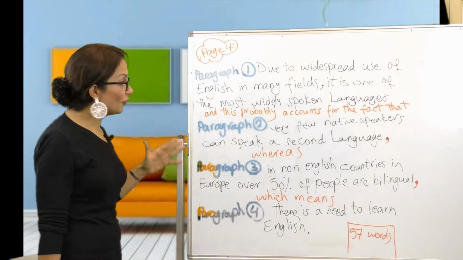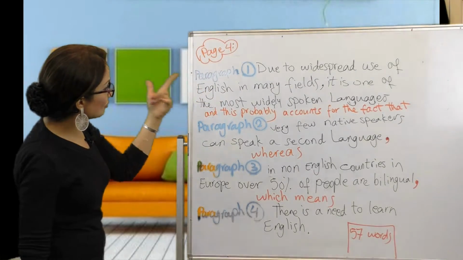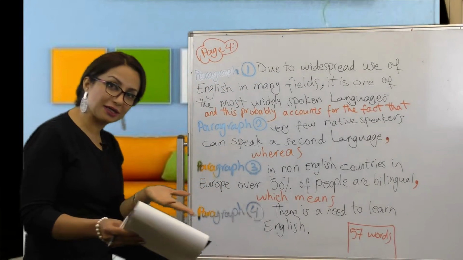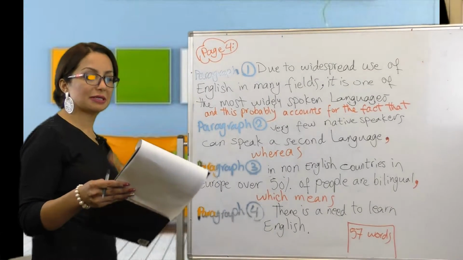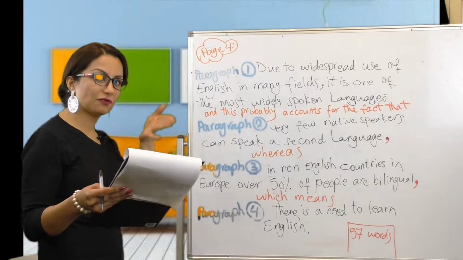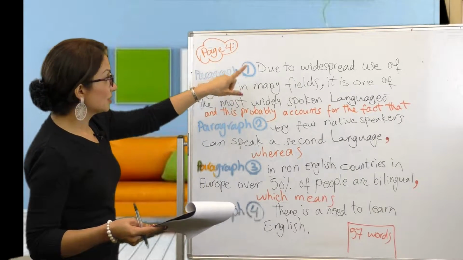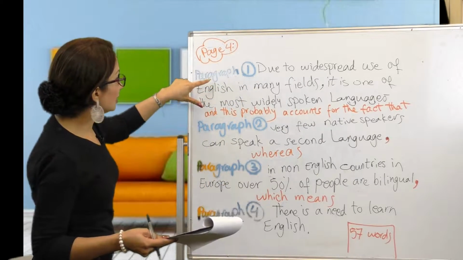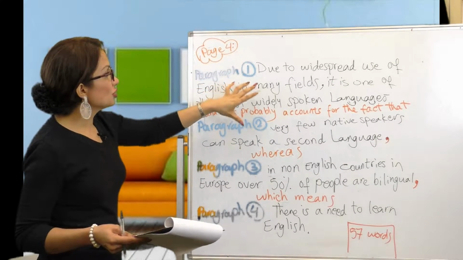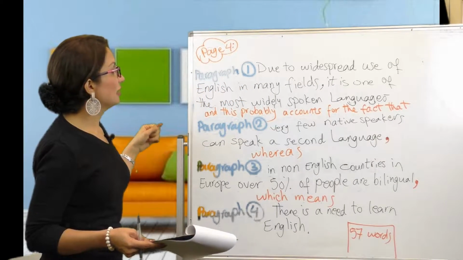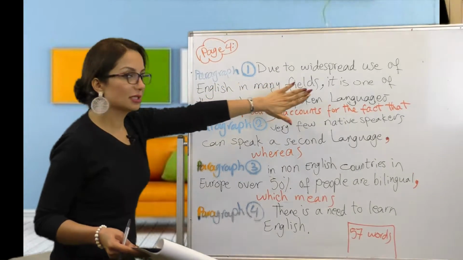So I've done one for you here. Let's take a look and see how, when we have 4 paragraphs, we can summarize each paragraph separately and then we can link the ideas together. If you look at page 4 of your worksheets, you will see a quite long, lengthy passage with 4 separate paragraphs. And I summarized each paragraph for you here. Take a look at paragraph 1. The summary of paragraph 1 is, due to widespread use of English in many fields, it is one of the most widely spoken languages. Stop here.